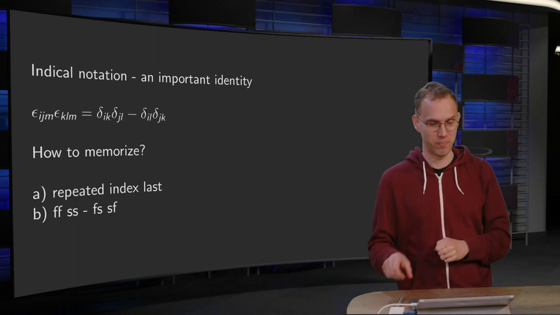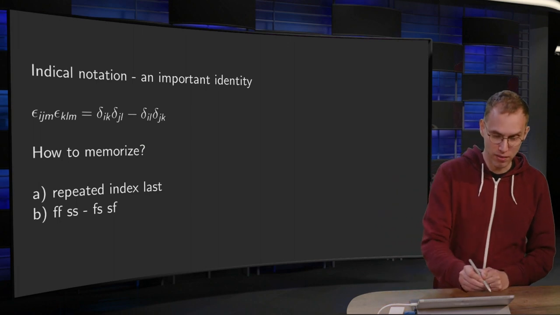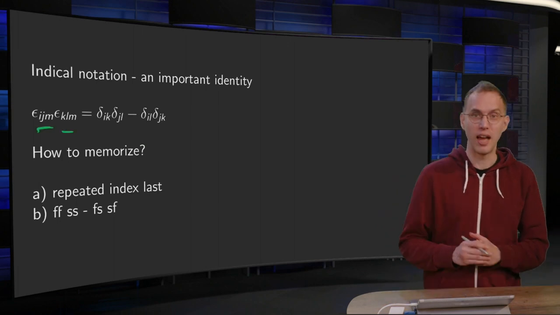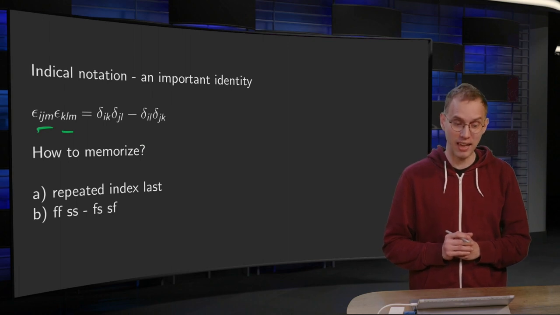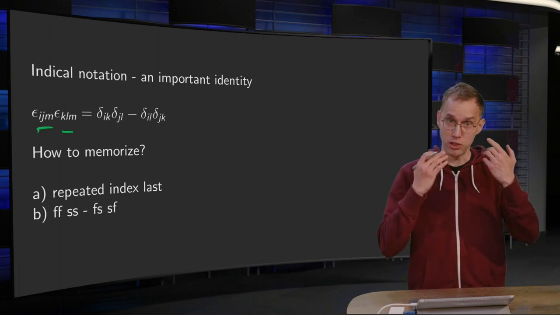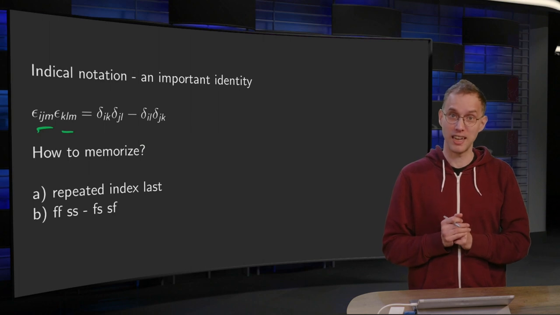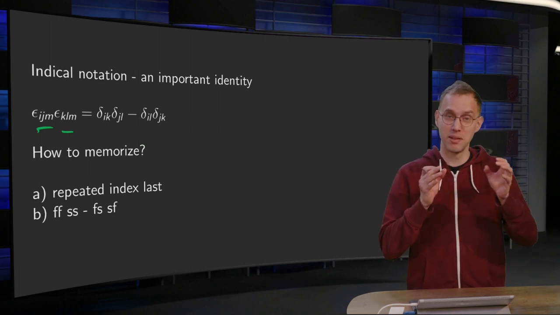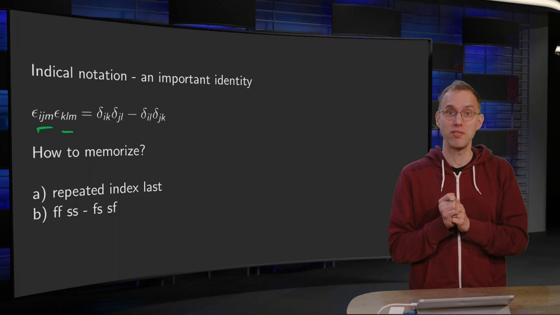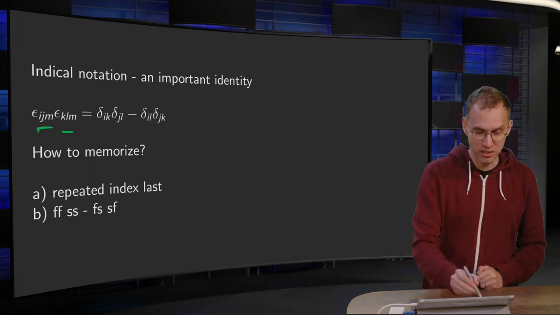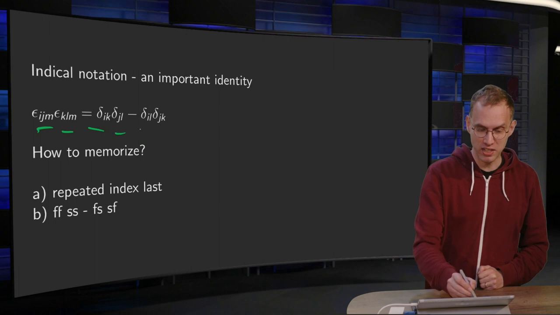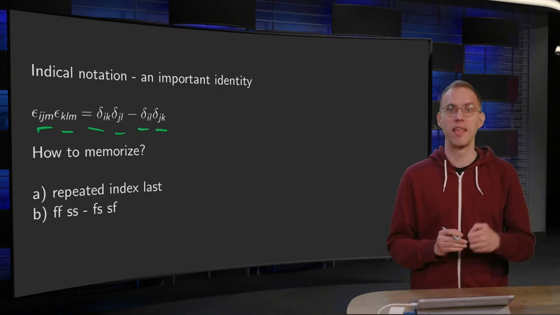Let us take a look. So here we have our two epsilons, epsilon ijm times epsilon klm. So we are summing over the last index m, and this product can be simplified with only a few Kronecker deltas as follows. It equals delta ik delta jl minus delta il delta jk.